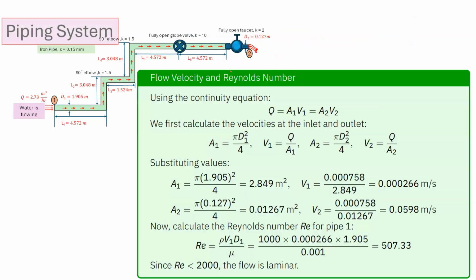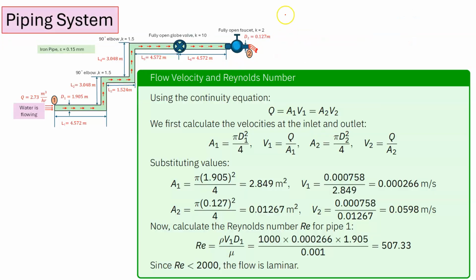Now first using the continuity equation, we have to calculate the velocity at the 2 points, point 1 and point 2. So from the continuity equation, Q is equal to A1 V1 equals A2 V2. Now we first calculate the velocity at the inlet and outlet. First we calculate A1, the cross sectional area at point 1, that is pi D1 square by 4. So V1 will be Q by A1, and A2 is pi D2 square by 4, and V2 will be Q by A2. Q we know already.